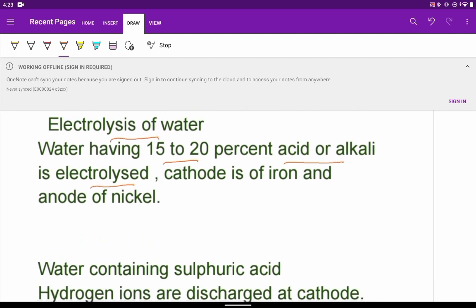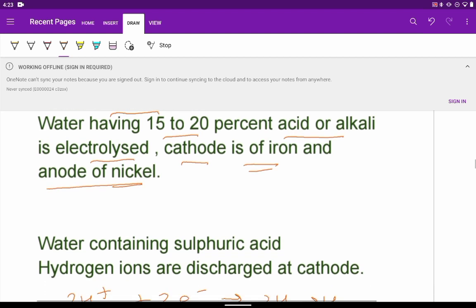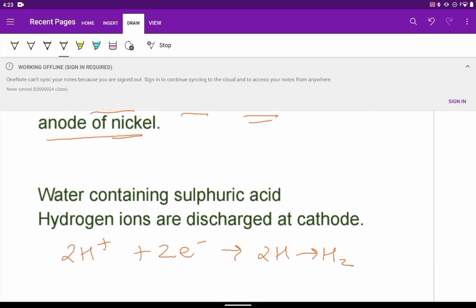Now in any electrolytic method, we need a cathode and an anode. Here the anode is made up of nickel and the cathode is usually of iron. In order to make the method very fast, to increase the conductivity, we can add some acid. Now see, if water has sulfuric acid and we do the electrolysis, we will get H+ and OH- ions from water.